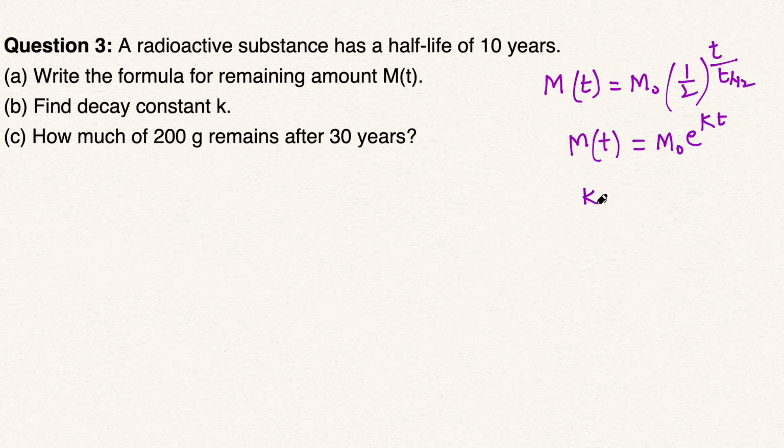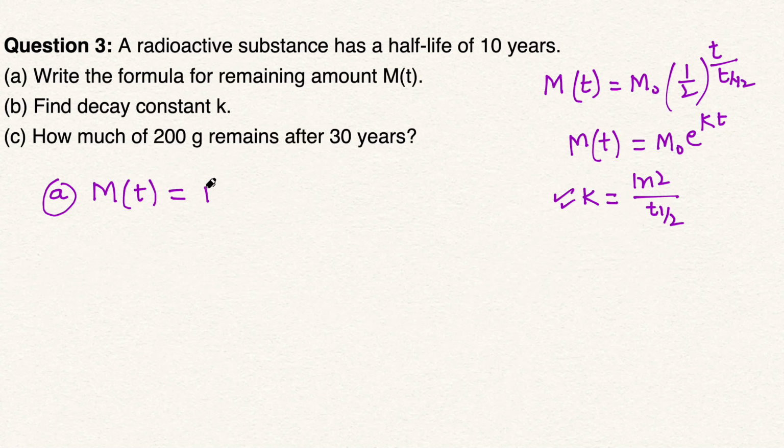So we can directly say k is equal to ln of 2 over the half-life period of that particular substance. So this again is a direct formula. Write the formula for the remaining amount Mt. Remaining amount Mt is equal to the initial amount times one-half raised to the power of whatever time we need to calculate, upon the half-life period of that substance.